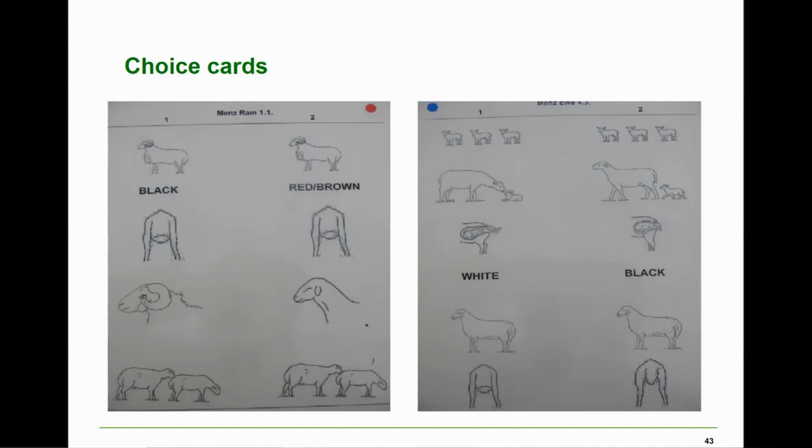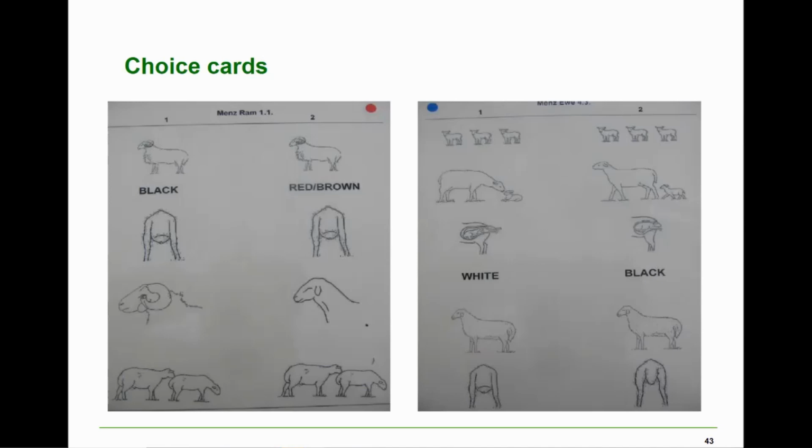So basically in each choice card you see on the left and right column, so numbered animal 1 and animal 2, and these are done with some characteristics of these animals drawn there with a picture. It's a drawing, because some of the farmers might be illiterate, and basically there are lots of these cards, and in each of these cards there are 2 rams, or 2 animals with certain characteristics, and the farmer is asked which one he or she would take as the animal of choice.